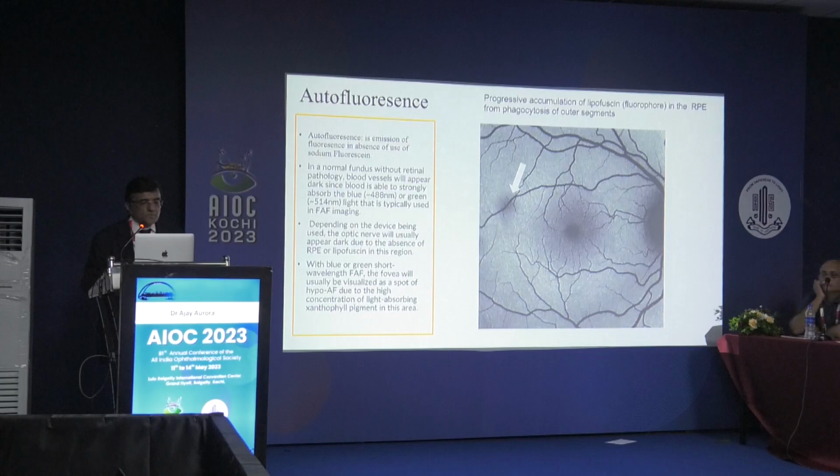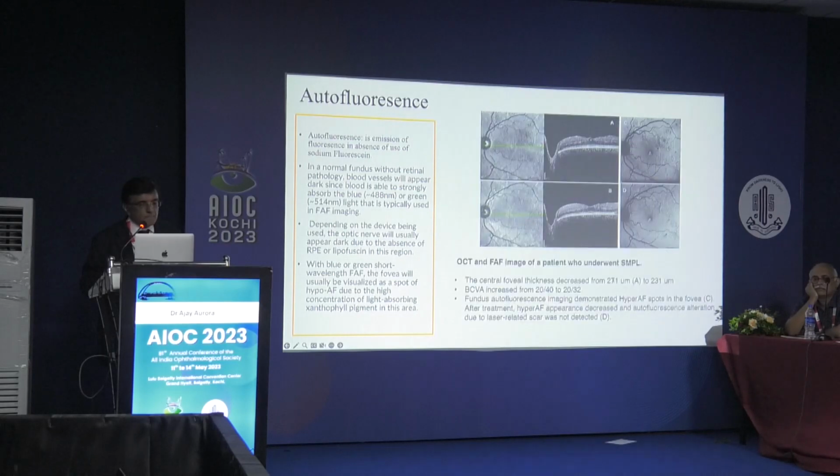Then what has come up is autofluorescence. And I think there are two types of autofluorescence which people should know. Mostly it is blue and green autofluorescence. Essentially the vessels appear dark because they absorb the blue light and green light. The disc appears dark. The macula appears dark because of the presence of xanthophyll, and then you have autofluorescence because of the lipofuscin present in the retinal pigment epithelium.